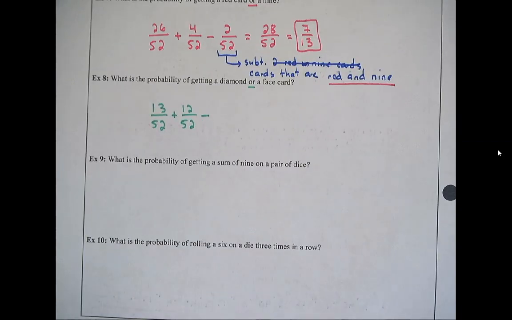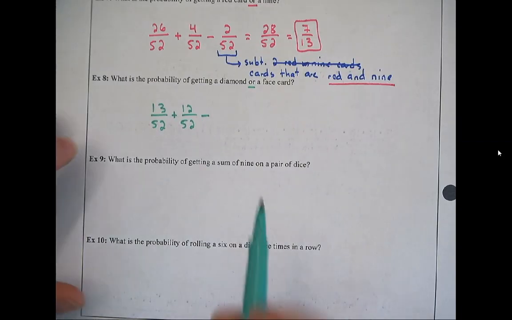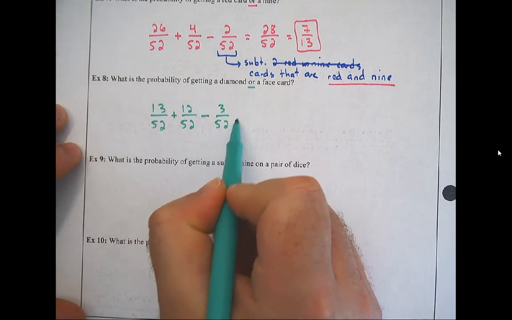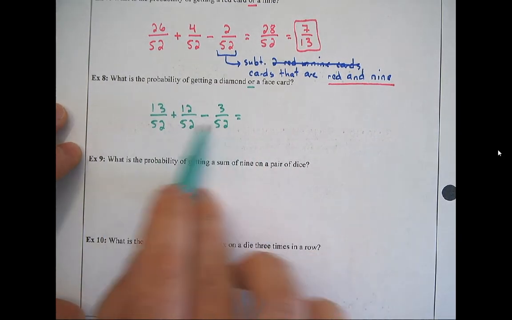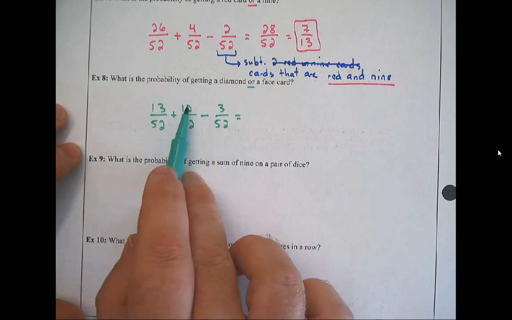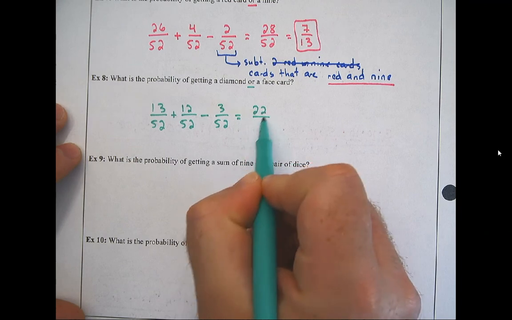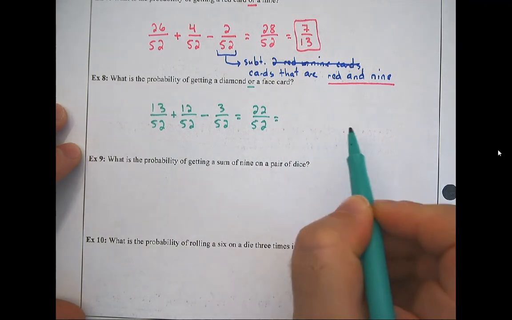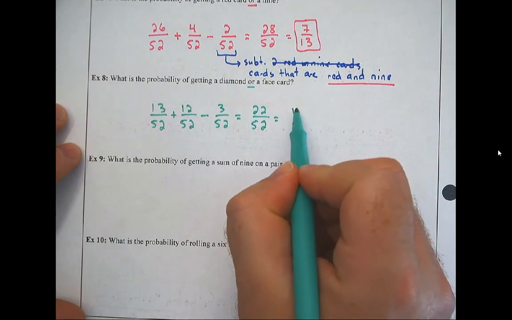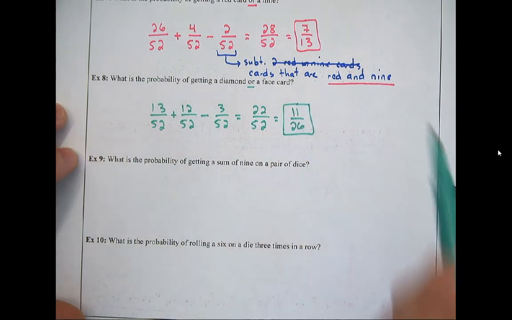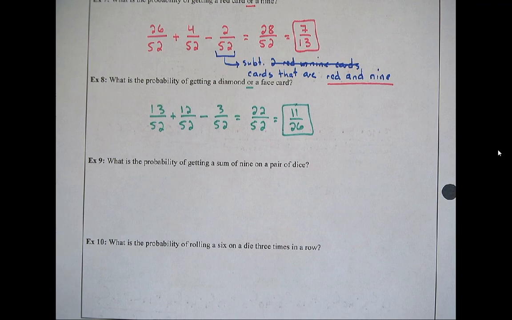So a diamond that's a face card, there are 3 diamond face cards. The Jack of Diamonds, the Queen of Diamonds, the King of Diamonds. They all have a common denominator, so I can combine 13 plus 12 is 25. Take away 3 is 22. Out of 52, those are both divisible by 2, and I get 11 over 26. Those 2 are relatively prime. So 11 out of 26 chances of getting a diamond or a face card.